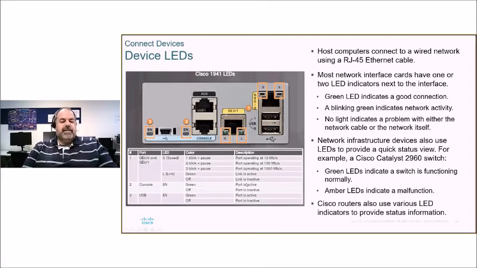With the speed, basically, if it blinks once, it's running at 10 megabit. Twice, it's 100. Three times, it's gigabit. So the console, basically, green is good, off is nothing, and pretty much the same with USB as well.